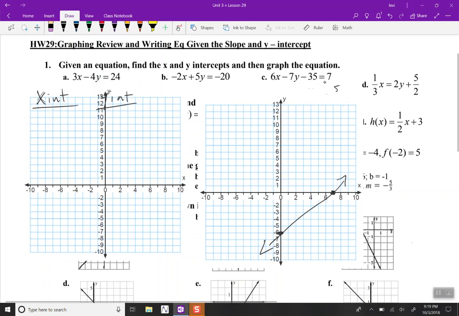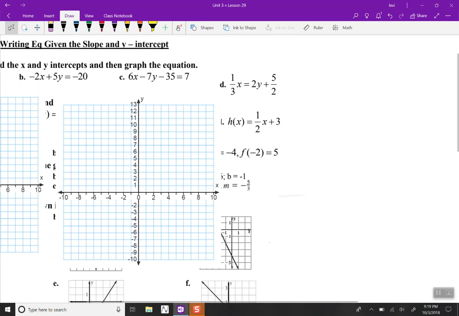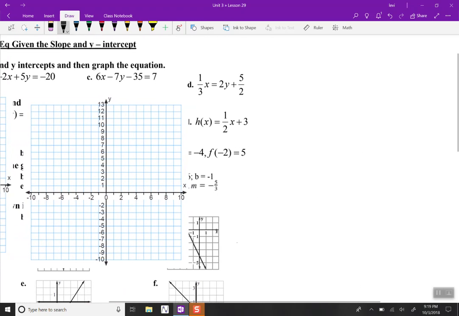Now our last one is a little bit more complicated, maybe. We've got the dreaded fraction. So we're going to have to mess with this fraction first. Let's go over here and say we want to get both of these on the same side of the equation, right? So 1/3 x equals 2y plus 5/2. Or do you really need to do that? We don't really need to.